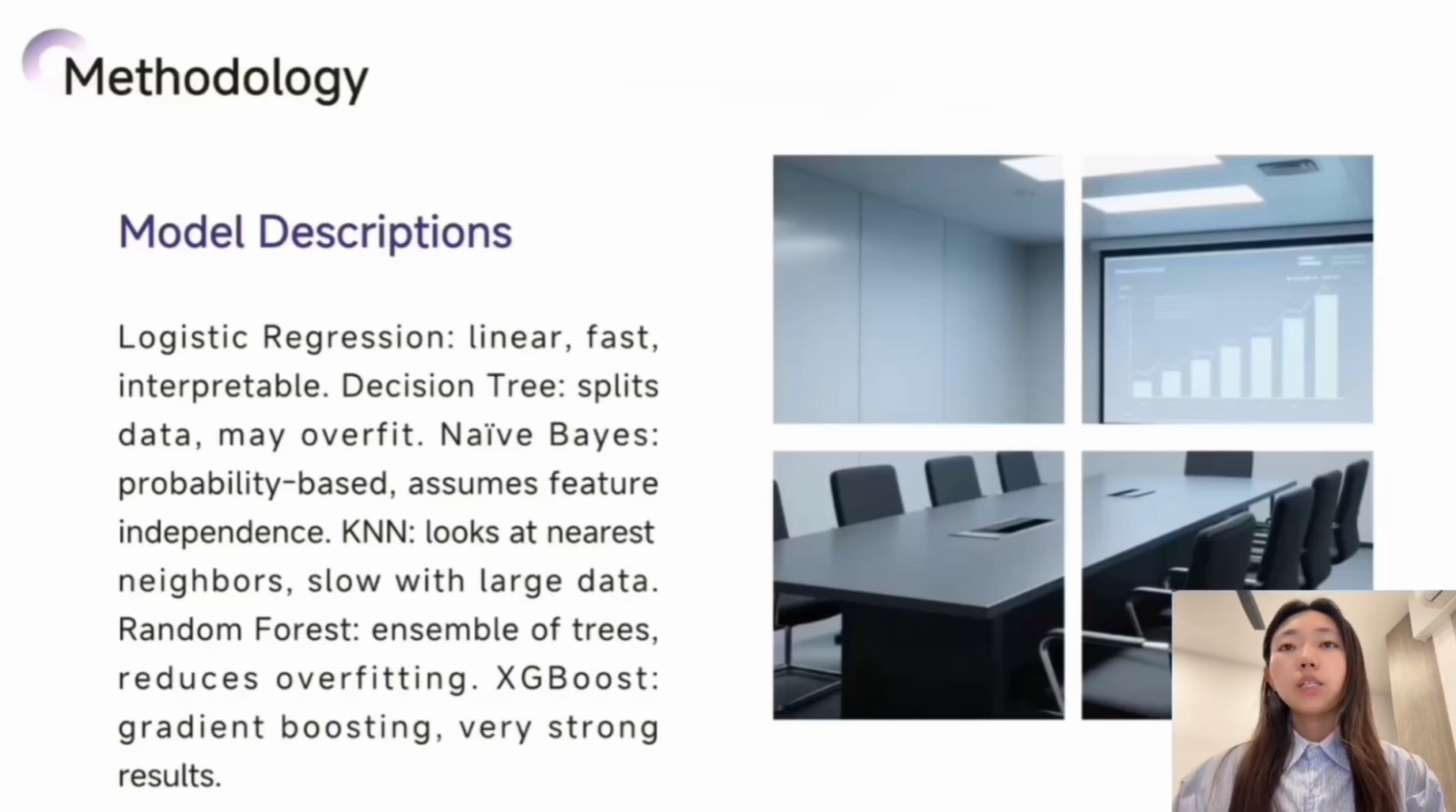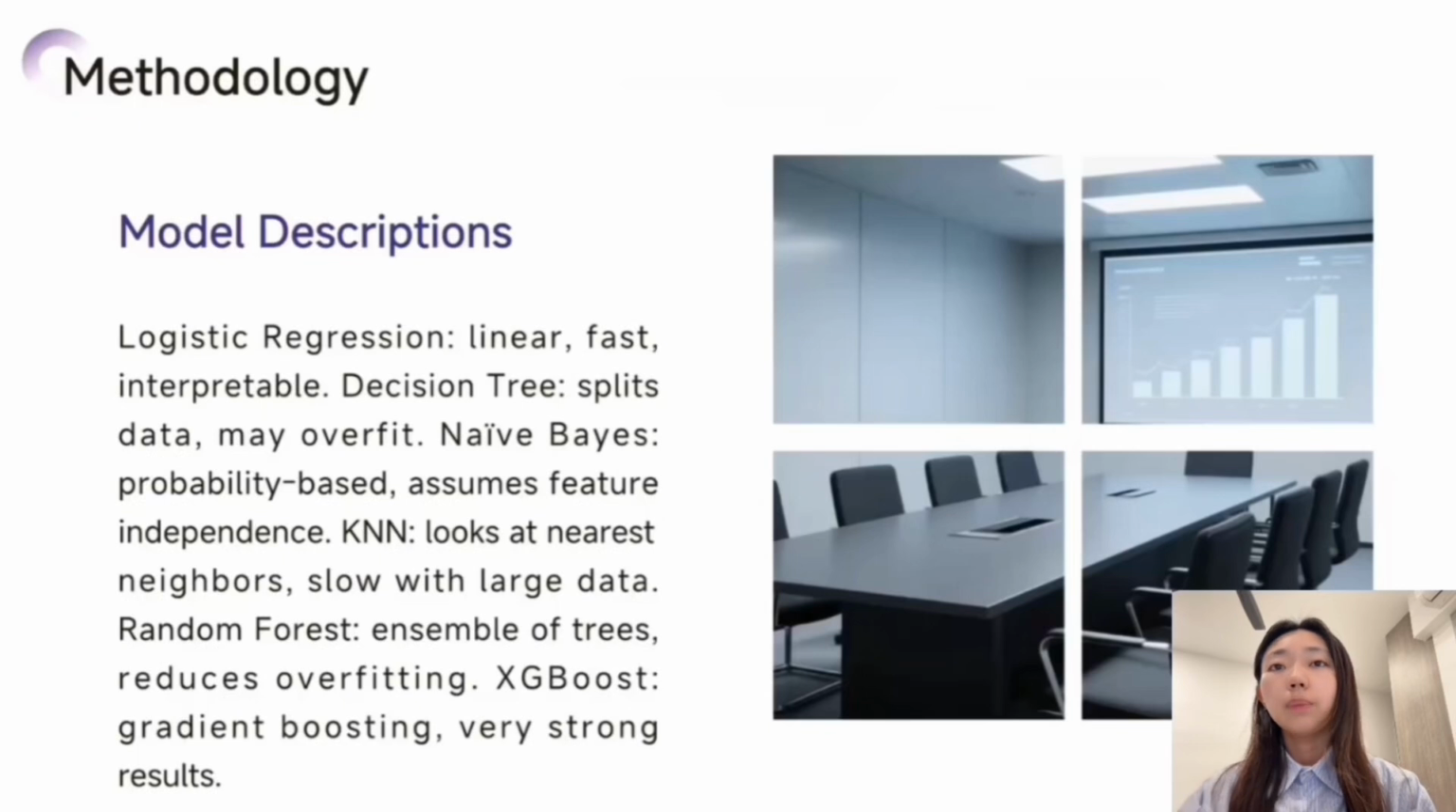Methodology. In this project, I used 6 different machine learning models to predict customer churn. Each model has its own way of learning patterns from the data. I started with logistic regression, which is basically a linear model. It is simple, fast, and easy to interpret. Then I used a decision tree. This model works by splitting the data into branches based on different conditions. It is easy to understand, but can sometimes overfit if not controlled properly.